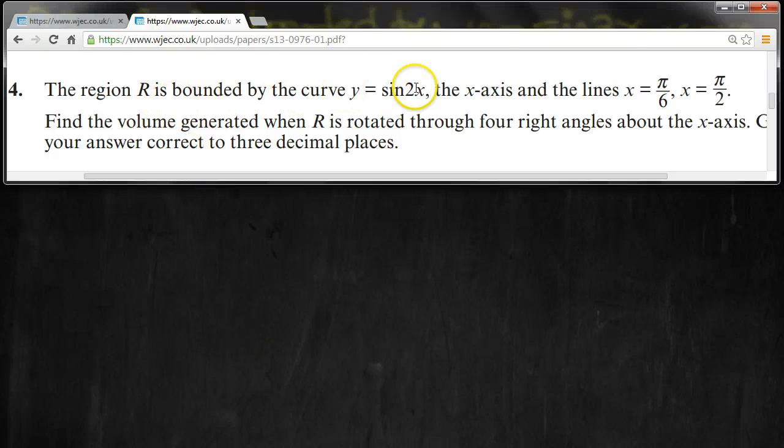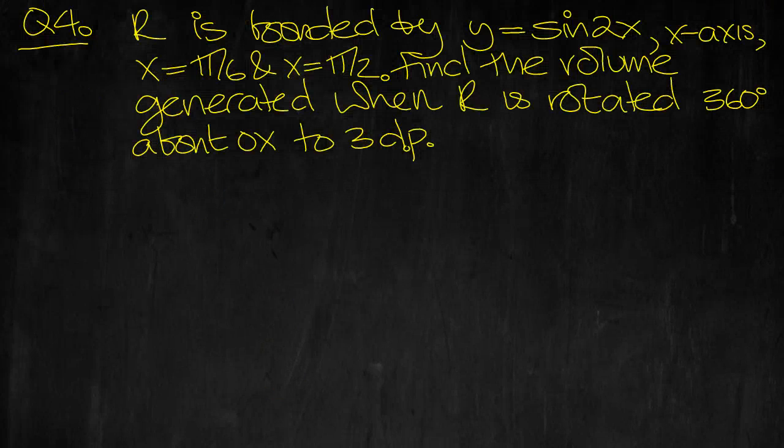Here's the question then, and I've got it summarized over the page. So we've got this region R bounded by these values. Let's draw a sketch. So we've got our sine 2x. When x is pi over 2, this will go to sine 180, won't it? Sine pi. So we're going to need to draw it up to 180 for the sine function. So it's going to go up and come back down, isn't it, the sine function?